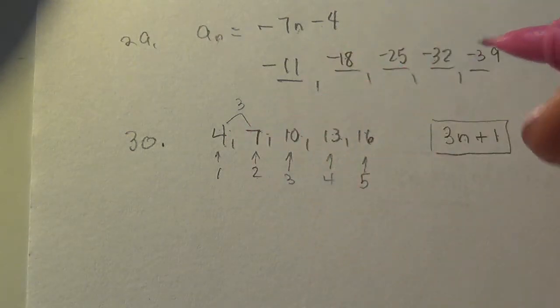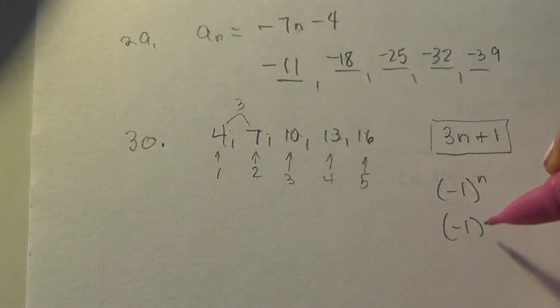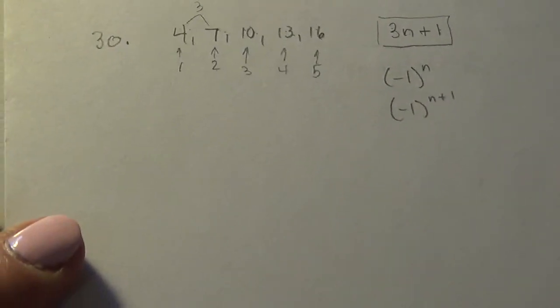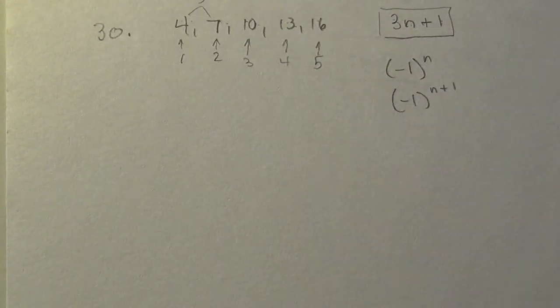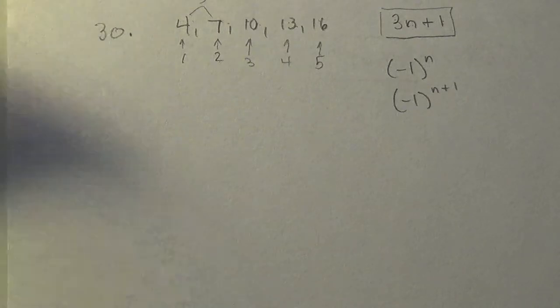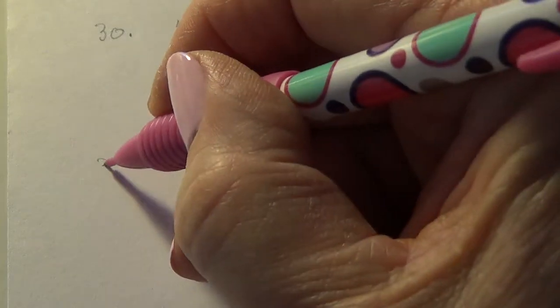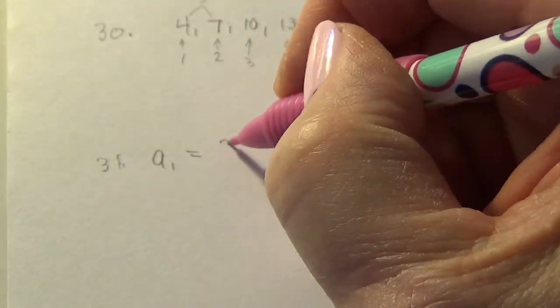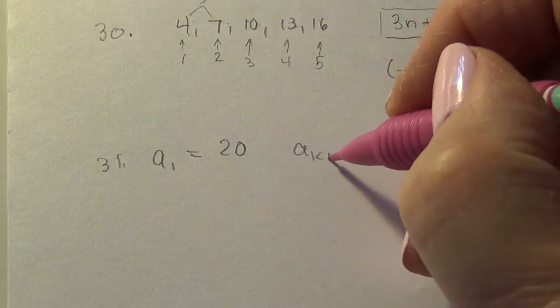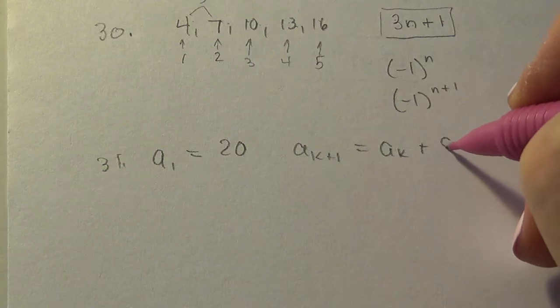If the signs are alternating, you'll recall we have to use -1 to the n or -1 to the n plus 1. So keep that in mind. All right, on number 31, we have the first term, and that's going to be 20. And then it recursively tells me that a sub k plus 1 equals a sub k plus 8.